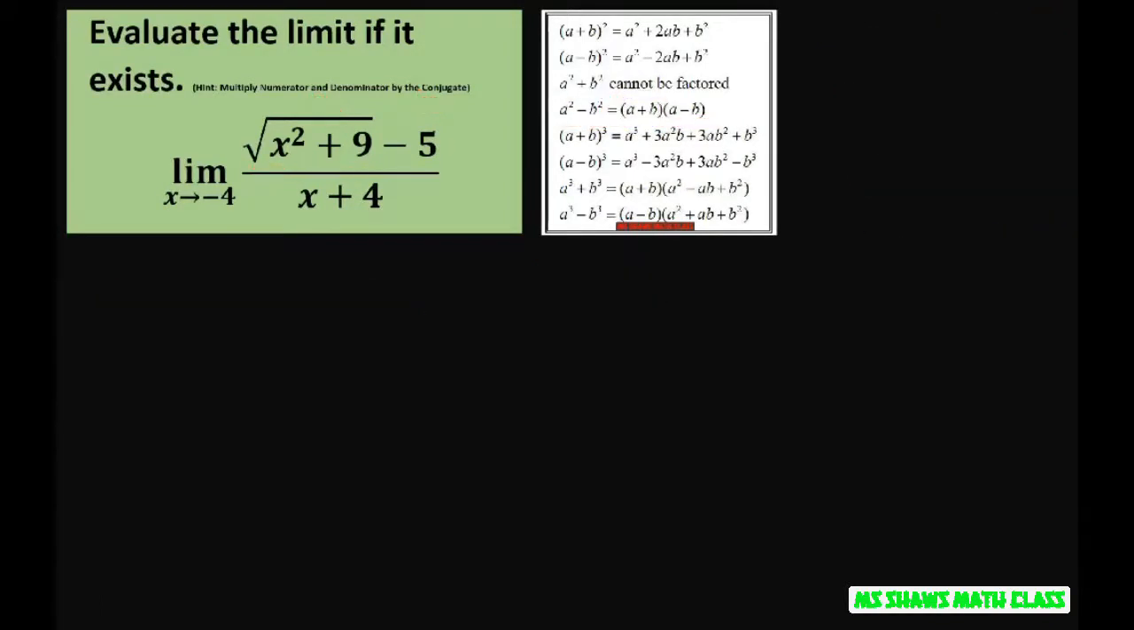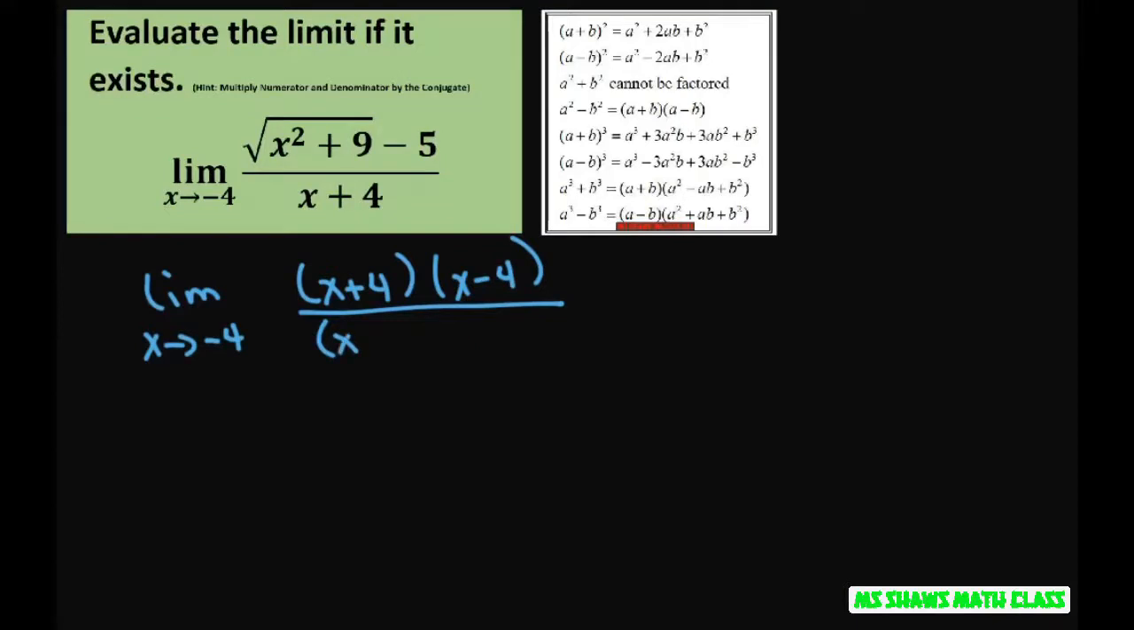All right, so let's write that out. We're going to have the limit as x approaches -4 of x plus 4 times x minus 4. And then the denominator is x plus 4 times the square root of x squared plus 9 plus 5. All right. So that's just the rearrangement. Still, our x cannot be -4. That's our domain.